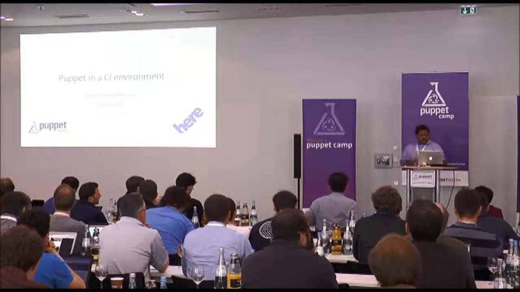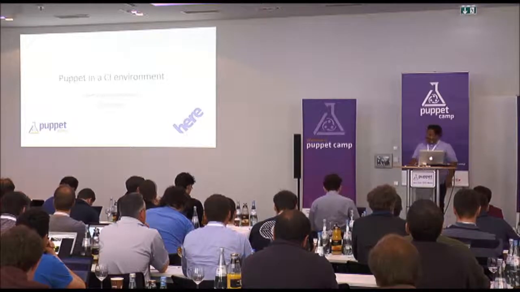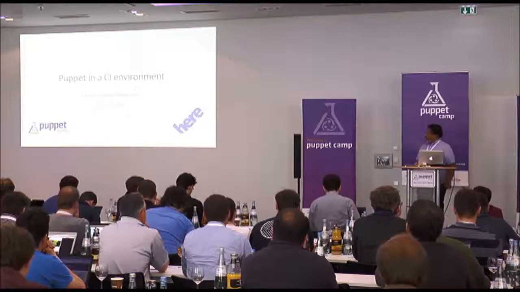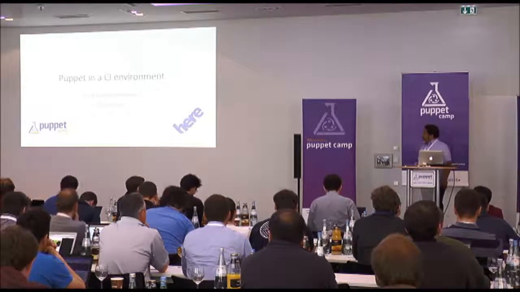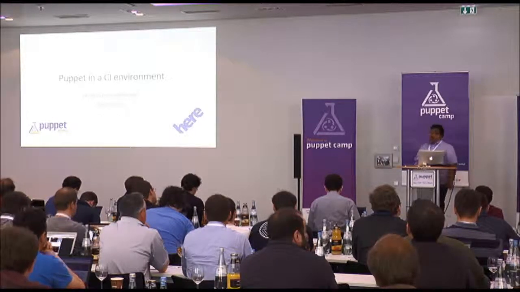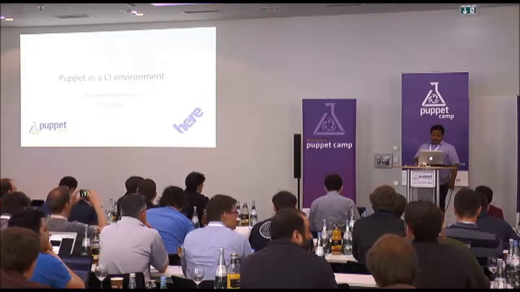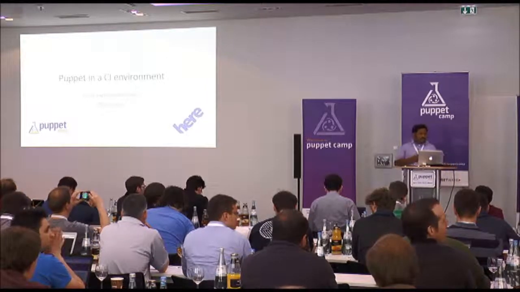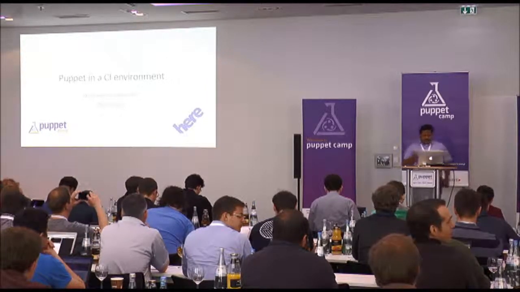And the CI infrastructure that we have is mostly on VMware, and we use Jenkins a lot, and Puppet to do the configuration changes, and all that goes into it.